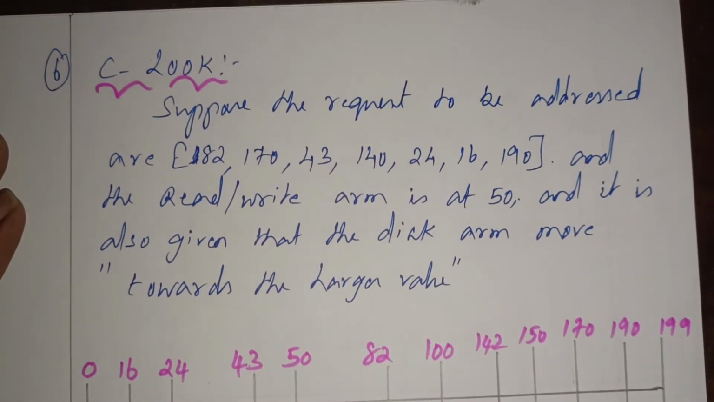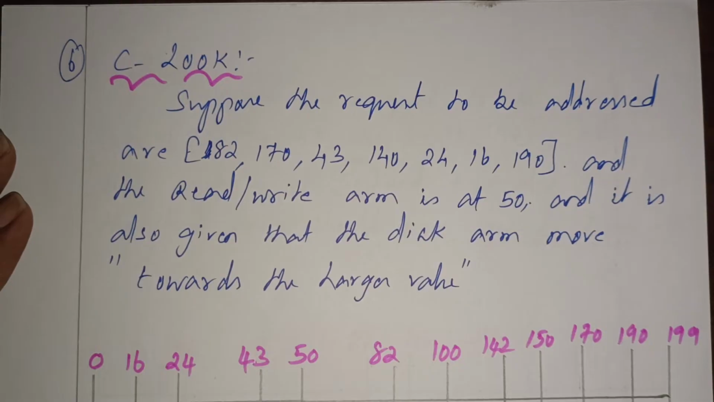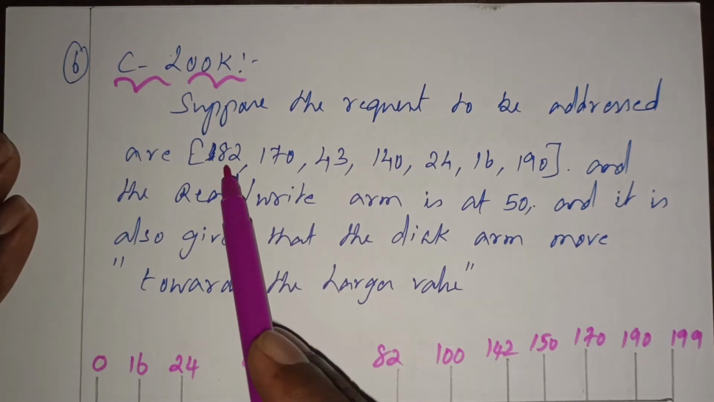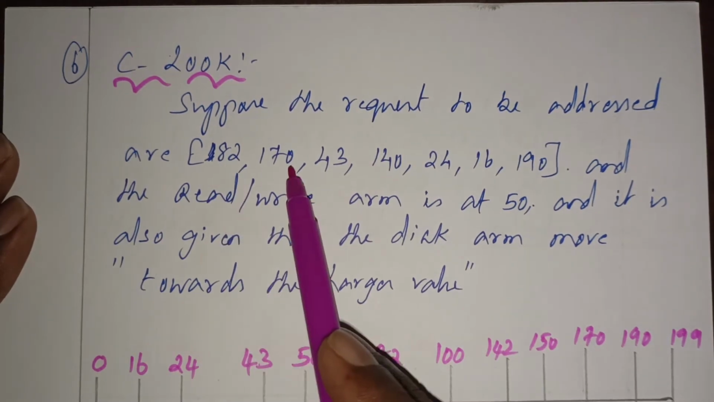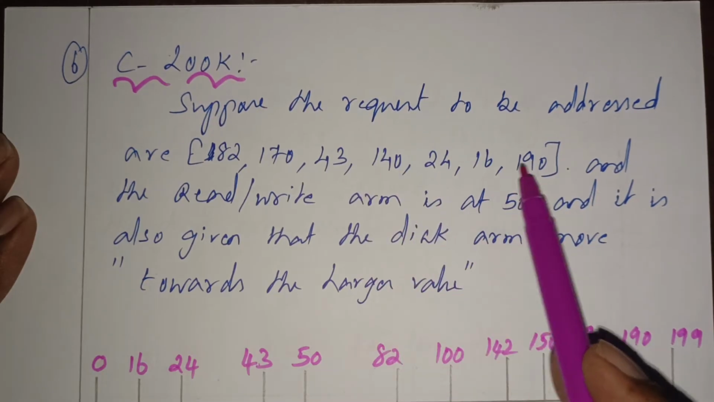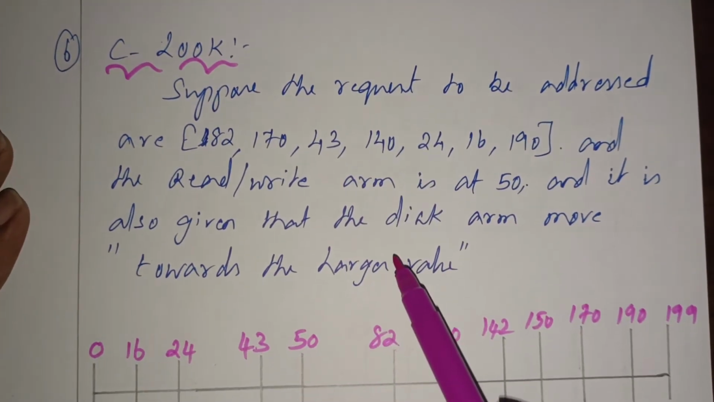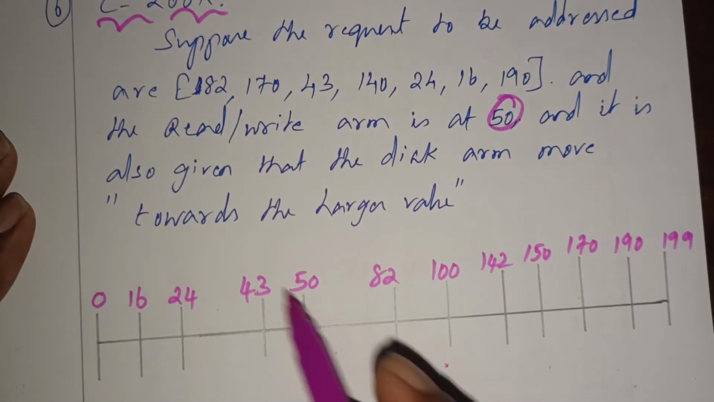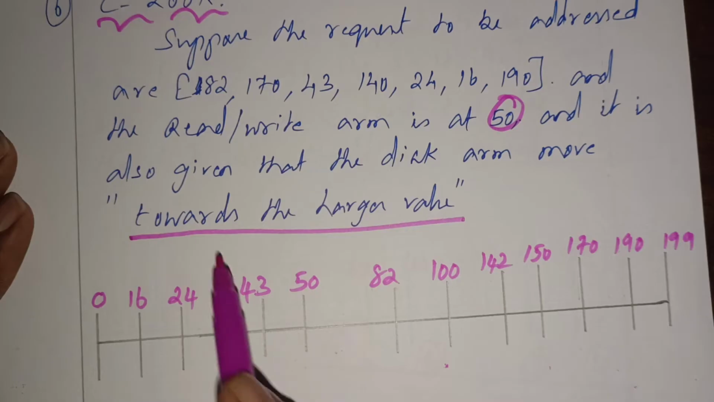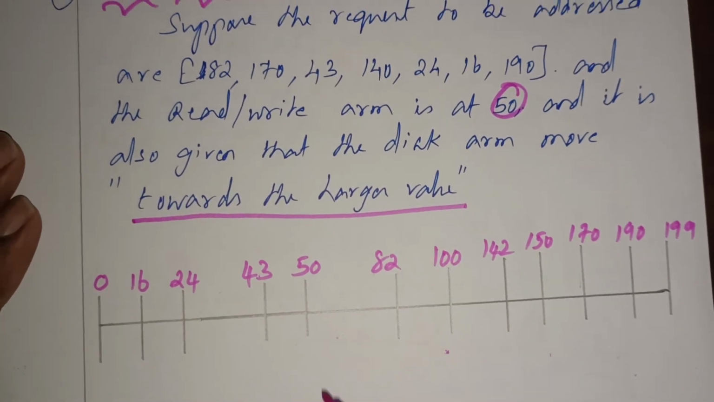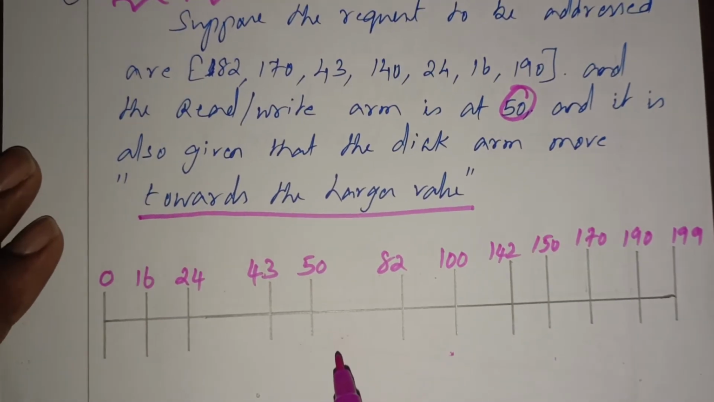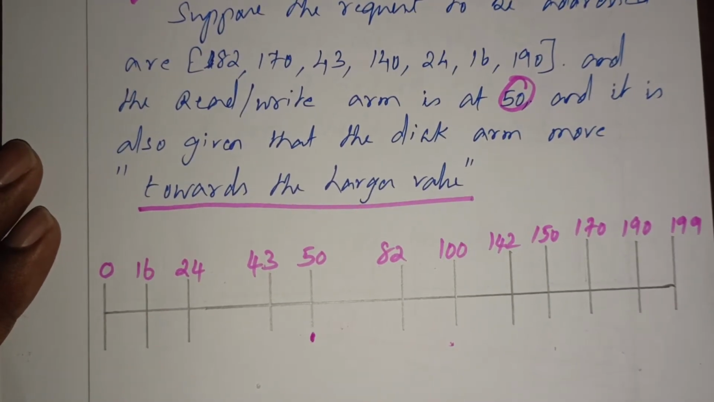Let's get into the topic directly. Now I am going to prove it with this example so that you will understand very clearly what I explained theoretically. The requests are 50, 82, 170, 43, 140, 24, 16, 90. The same example we have used for all five previous algorithms. The arm exactly stops at 50, and here it was clearly given towards the larger value. So the header is exactly at 50.